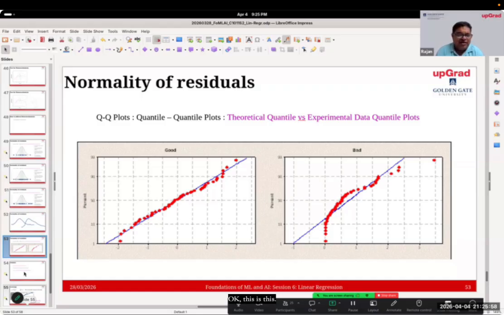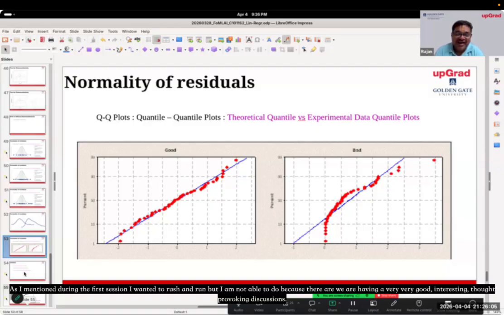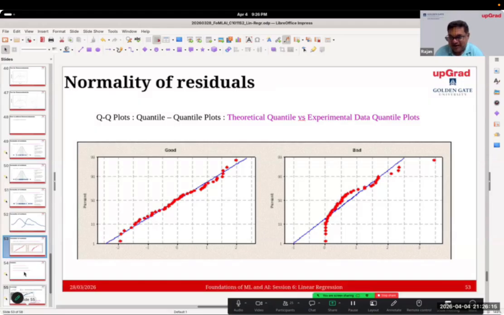Excellent discussion, actually. As I mentioned during the first session, I wanted to rush and run, but I'm not able to, because we are having very good, interesting, thought-provoking discussions. I'm actually enjoying this.